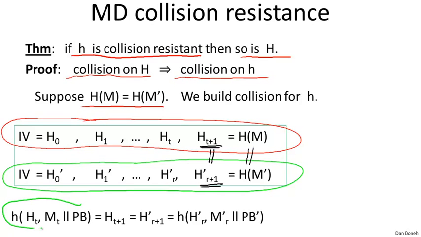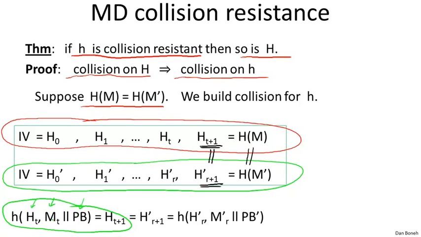Well, h_{t+1} is calculated as the compression function applied to the previous chaining variable along with the last message block of M, including the padding block. You notice here I'm assuming that the padding block fits with the last message block of M. Even if the last padding block is in its own block, it's not going to make any difference. So for simplicity, let's assume that the padding block fits with the last message block of capital M.